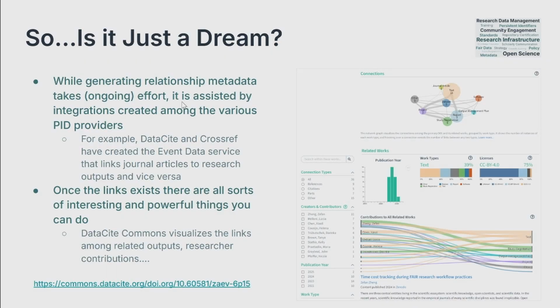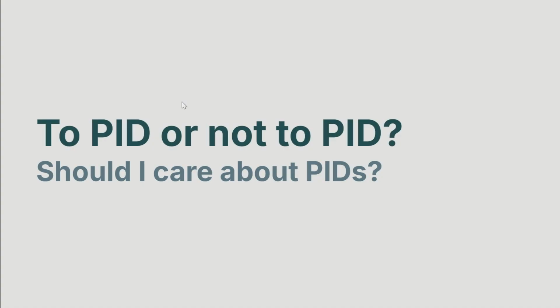For example, in DataCite Commons, you can get all these sort of visualizations among related outputs, researcher contributions, and things like that. So I don't have time again to go through this, but I strongly encourage you to go and have a look maybe at that link. You can see for yourself.